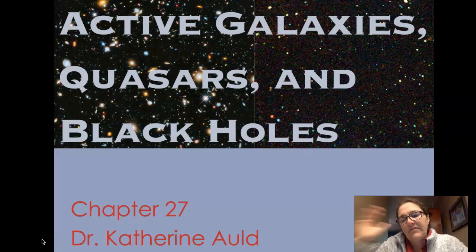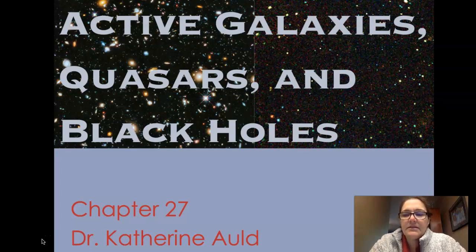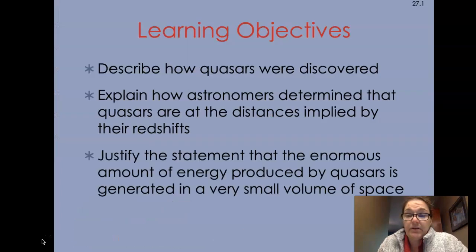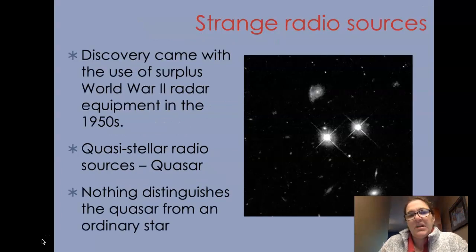For chapter 27, we are going to talk about active galaxies and how they relate to quasars. What are quasars? How do we find quasars? How do we know how far away quasars are? So we're going to start with how quasars were discovered.